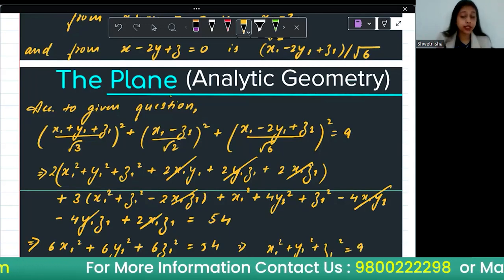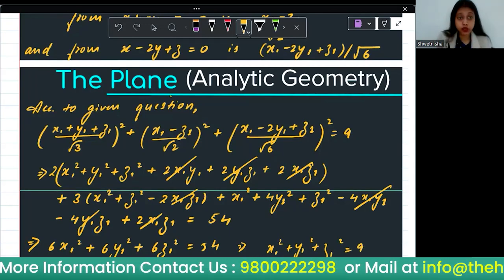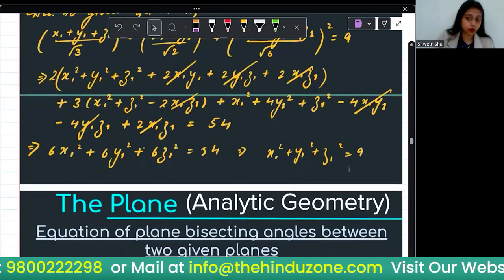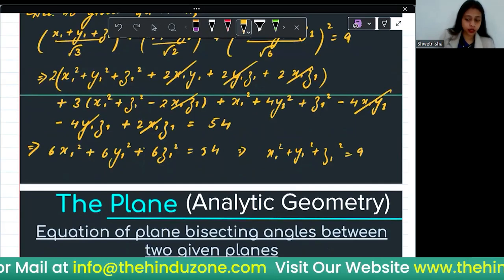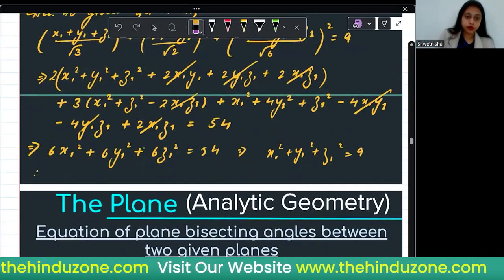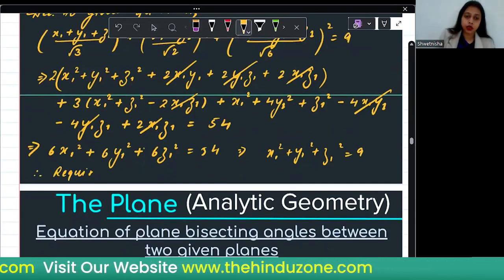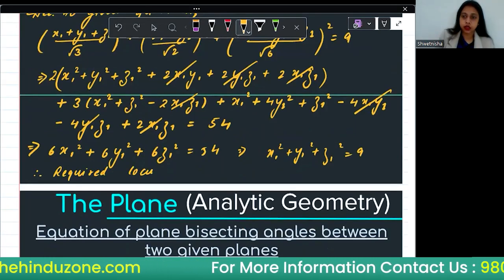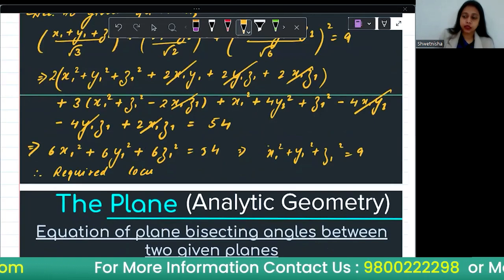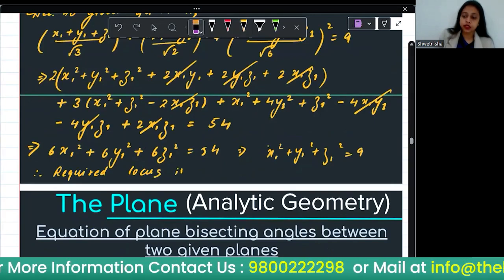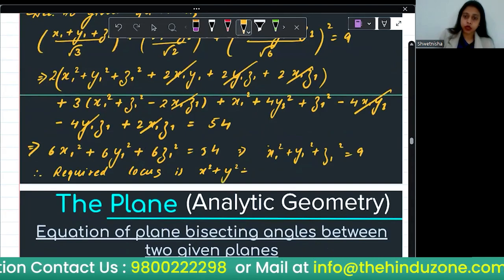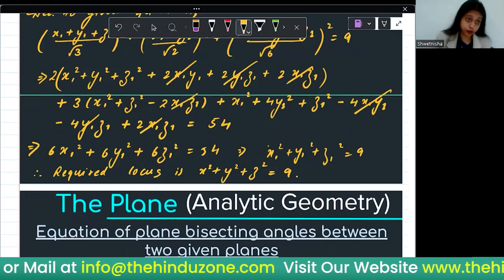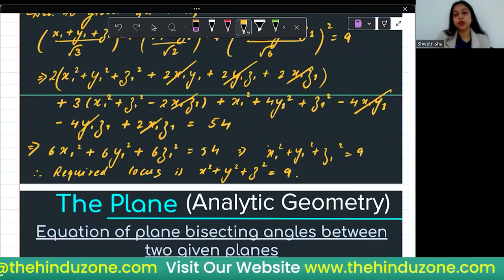And we do not have to forget that this x1, y1, z1 is a moving point. That's not just a single point. So when we write the locus, we change this x1, y1, z1 and replace it by x, y, z. Therefore, the required locus is x squared plus y squared plus z squared is equal to 9. That's a sphere, if you know the equation of a sphere. Next.